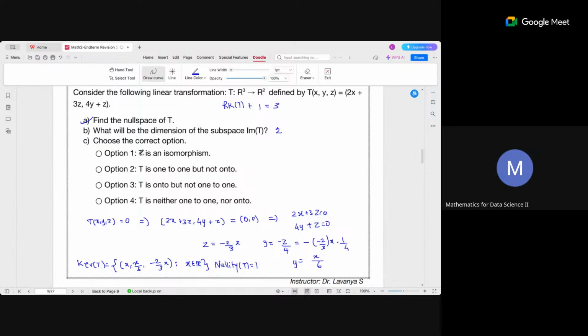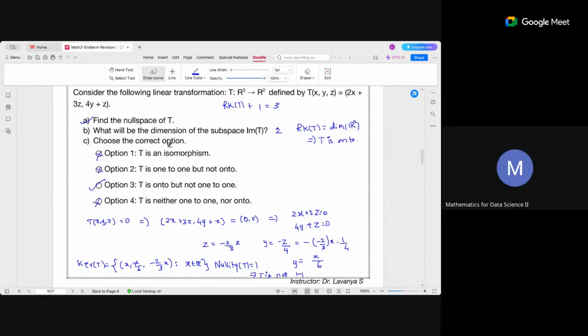So, is T an isomorphism? No, because the nullity of T is 1, which means that T is not 1 to 1, right? Yes, ma'am, it is only onto. Now, rank of T is 2, so rank of T is the same as the dimension of R2. So this means that T is onto. So T is onto but not 1 to 1 is the correct option, option 1.